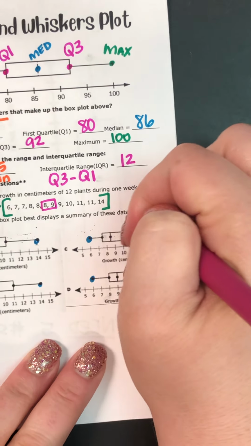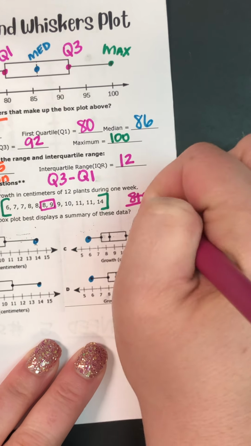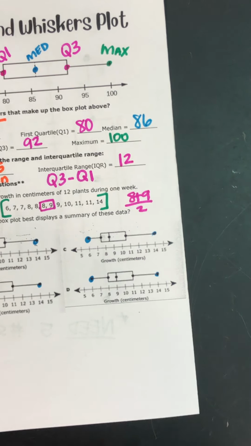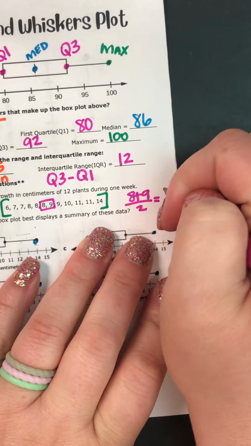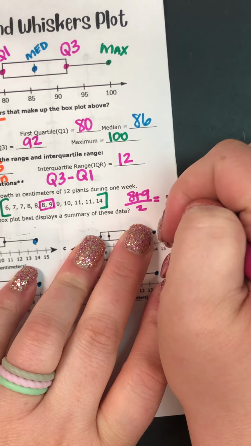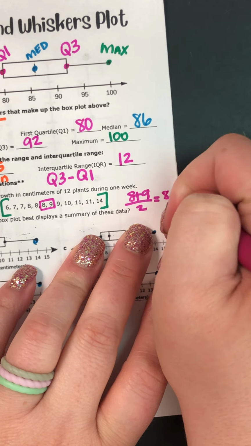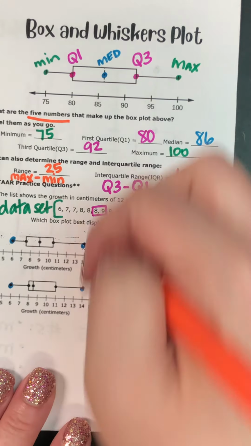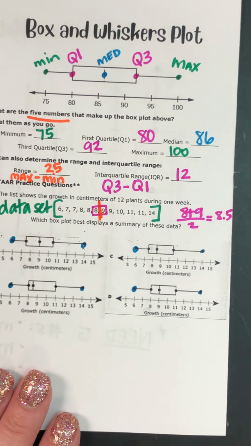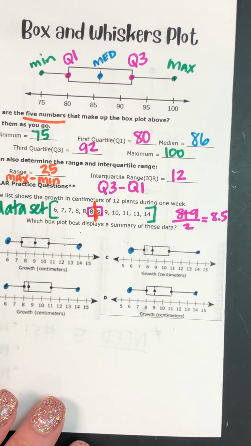So I'm going to come over here and say 8 plus 9, and then I'm going to divide it by 2. So when I do 8 plus 9, I get 17. 17 divided by 2 is going to be 8.5. So my median, which is right there in the middle of 8 and 9, is going to be 8.5.